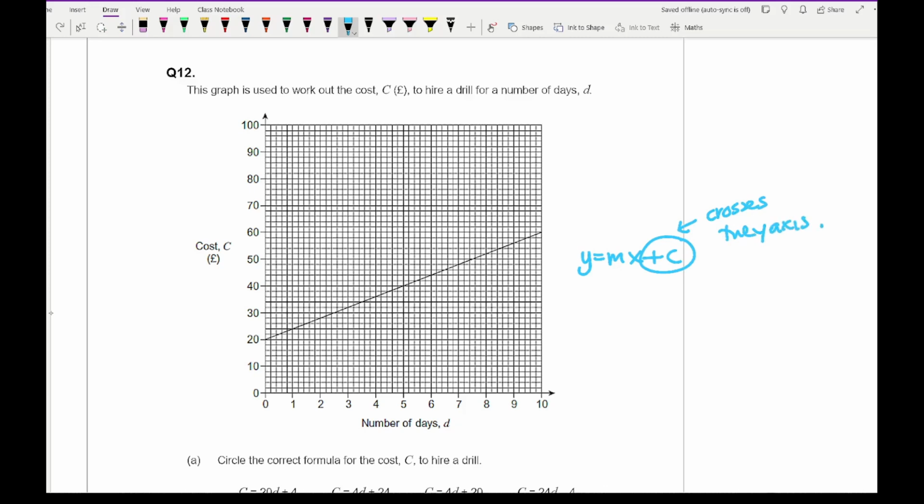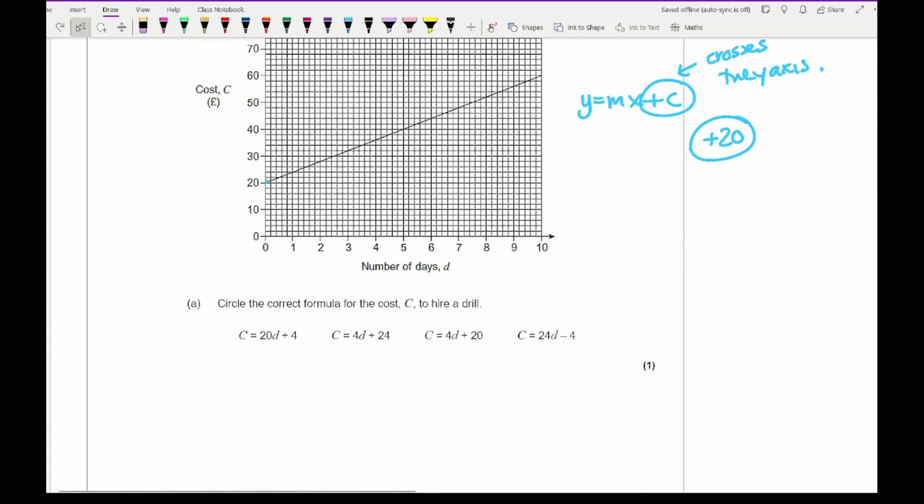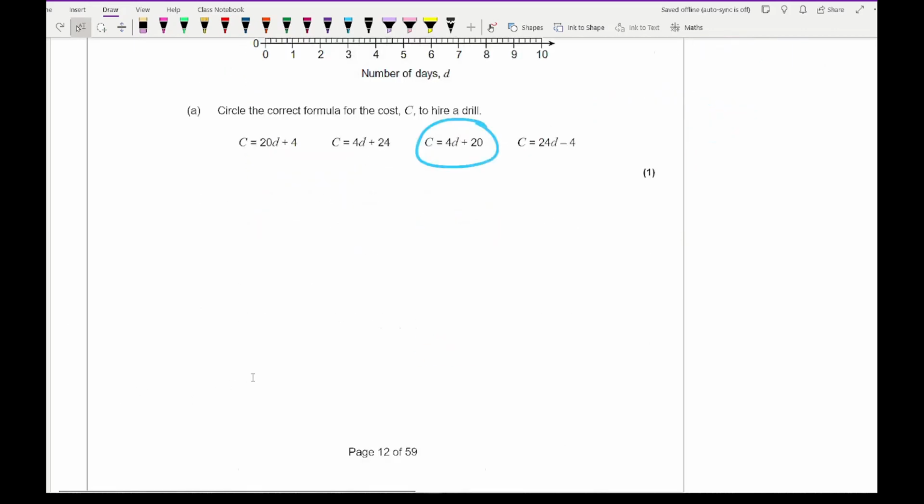And where does it cross the y-axis? It crosses at +20. So I'm looking for an equation that has +20. Now you can see here there's only one equation that has that, which is our third option.